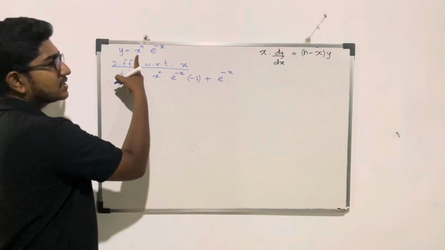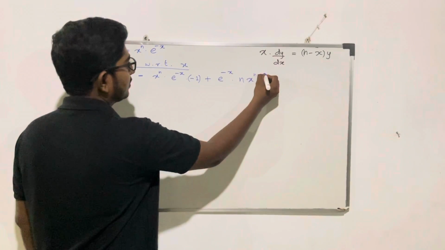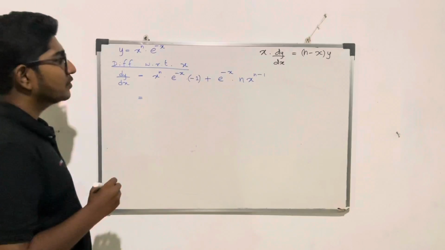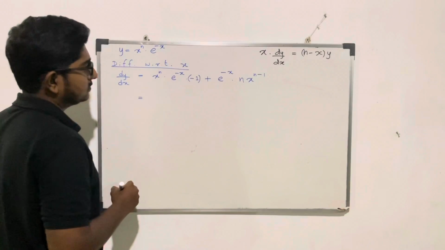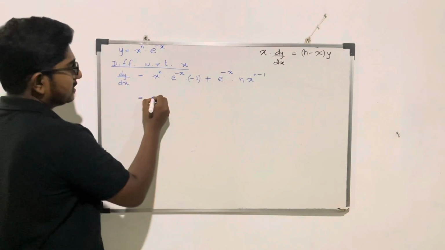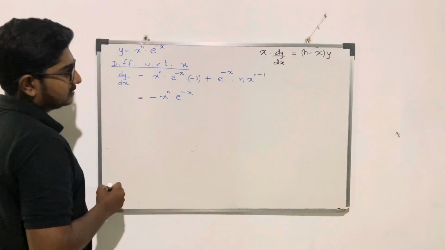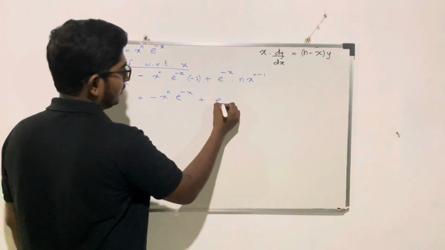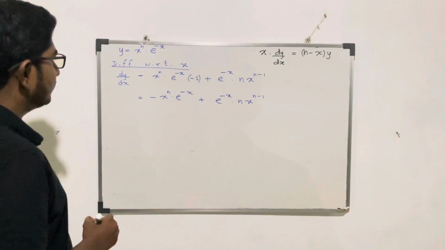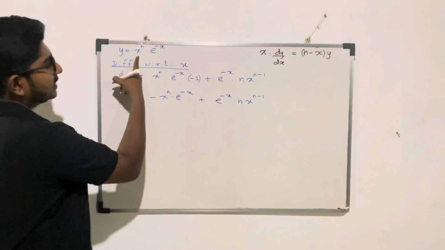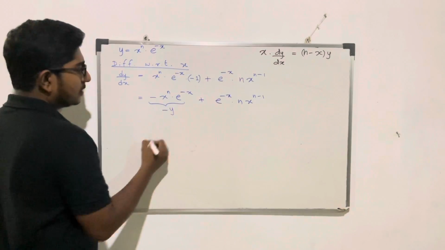Then we have to differentiate the second term, which is x to the power n. Differentiation of x to the power n is n x to the power n minus 1. Now we have to simplify this in order to reach our target. So here we can see we have minus x to the power n times e to the power minus x. And here we have e to the power minus x into n x to the power n minus 1. For this part, x to the power n e to the power minus x is equivalent to y. So this is equivalent to minus 1.